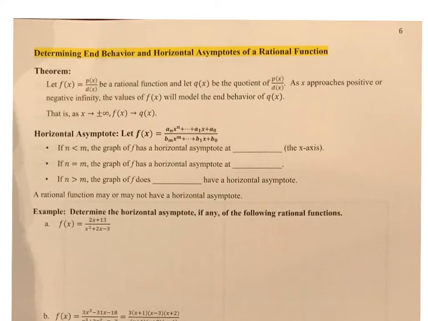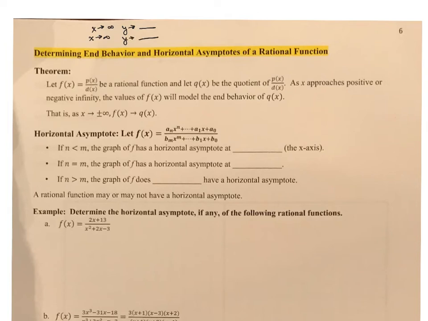So now we're ready to talk about end behavior and horizontal asymptotes. Now remember, when we talk about end behavior, we're talking about what happens for really, really large values of x, really large positive values of x, really large negative values of x. So what I want to know is, as x approaches infinity, where does y go? And as x approaches -infinity, where does y go?